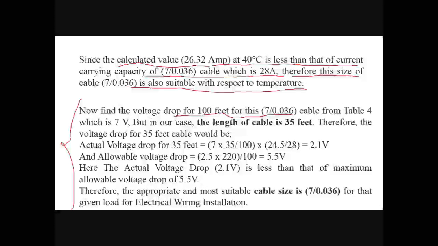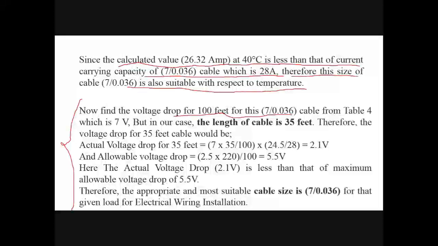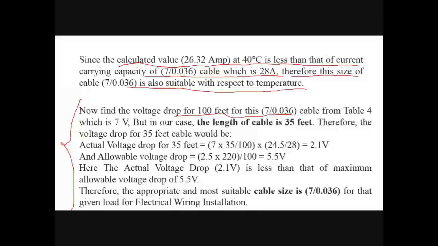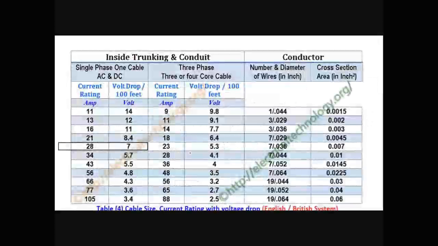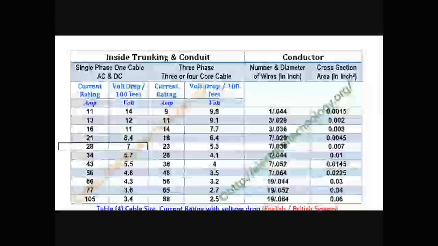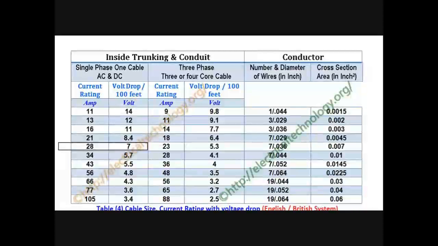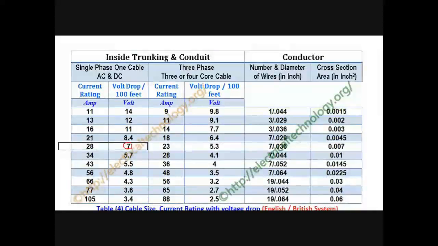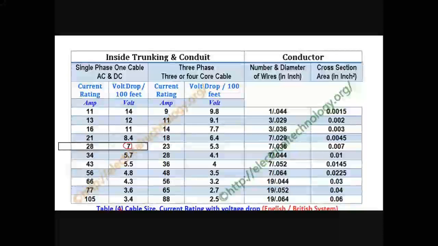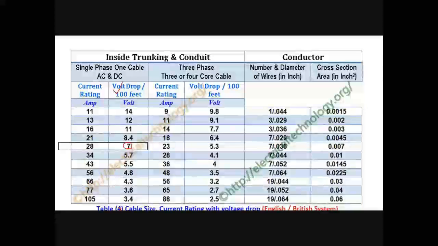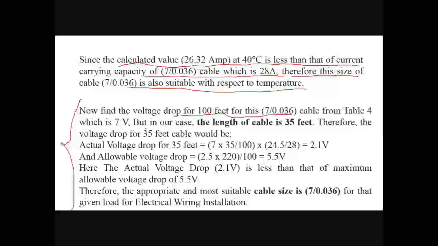Now we have to find out the voltage drop for 100 feet. For this, for our cable size, which we found to be 7/0.036 cable, we use table number 4. Now, where is table number 4? Here you can see for the current rating of 28, the voltage drop per 100 feet is 7 volt. This must be table number 3, cable size, current rating with voltage drop. Because we have to take the calculation of voltage drop now.